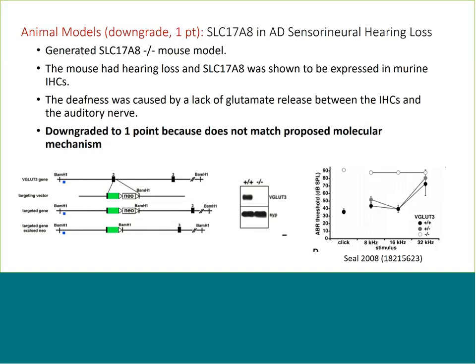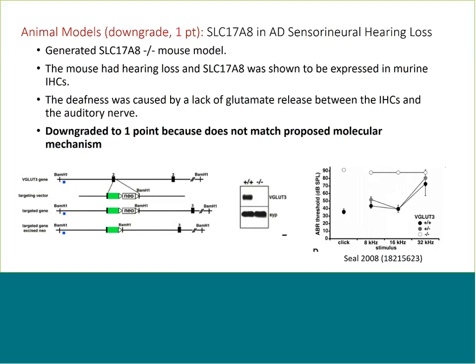And you can see that there too with the ABR threshold, which is a measure of hearing loss, that the knockouts were up at the top in white, and the hets and wild type individuals were hearing. And so in this case, we actually downgraded the animal model to 1 point because it doesn't necessarily match the proposed molecular mechanism or potentially the variants in humans in this case.